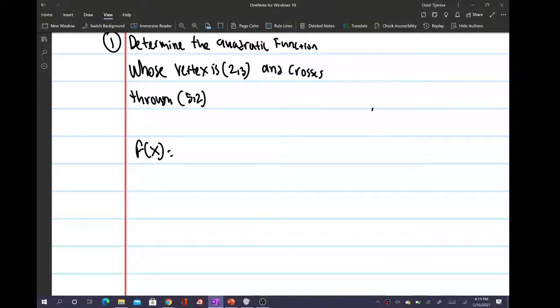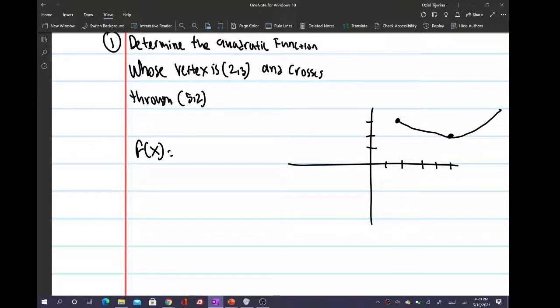So if we do a little diagram here, we have 2, 3 here, and 5, 2, right? And we want to know, what is this parabola? It's not a perfect sketch, but we want to know what that parabola is.